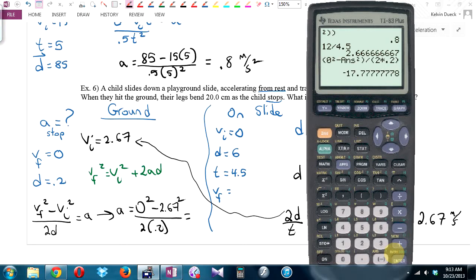When this kid hits the ground, do they slow down or speed up? Slow down. I should have been expecting a negative acceleration. I freaked out for a second, then I went, no, that's actually correct. He's slowing down. Do you remember a few days ago what we said 1g of acceleration was? Dominic? This is just a little bit less than 2 g's.